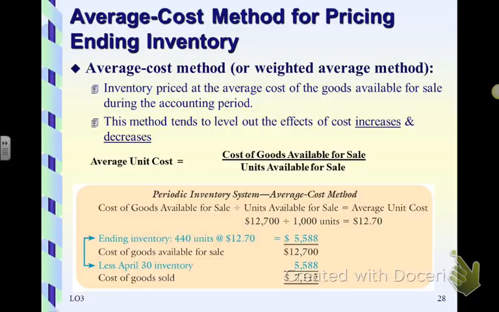This method tends to level out the effects of cost increases and decreases. That's something you should keep in mind. Just like any other average, you're kind of bringing it to the middle, okay? So it tends to smooth out the valuation changes.